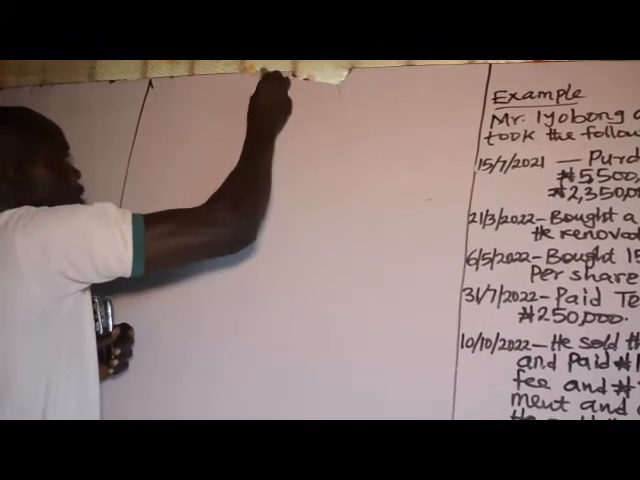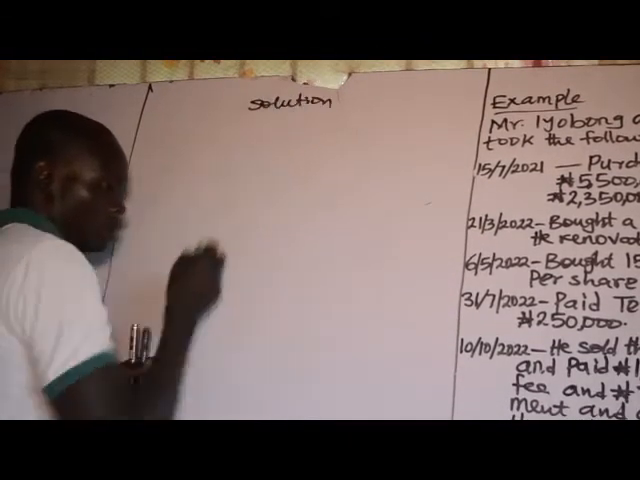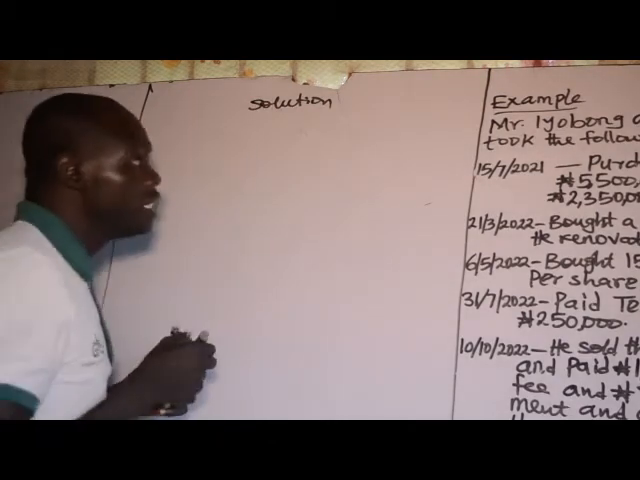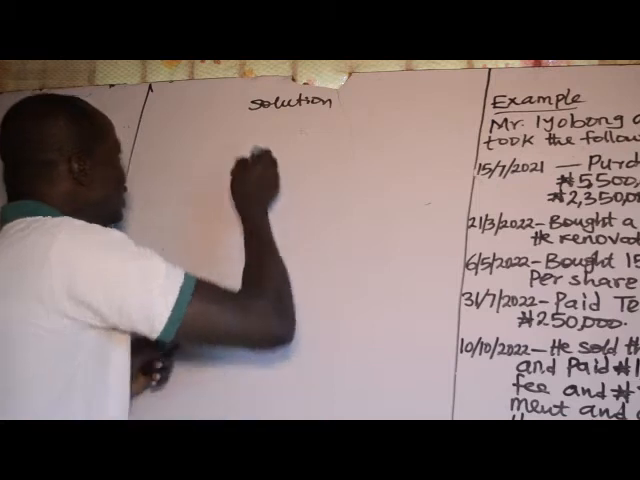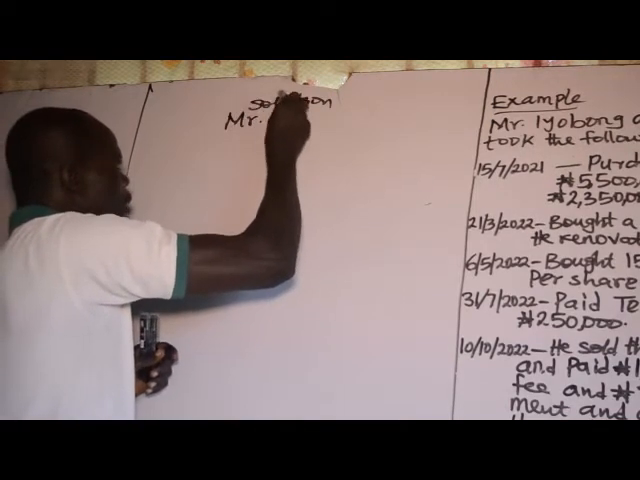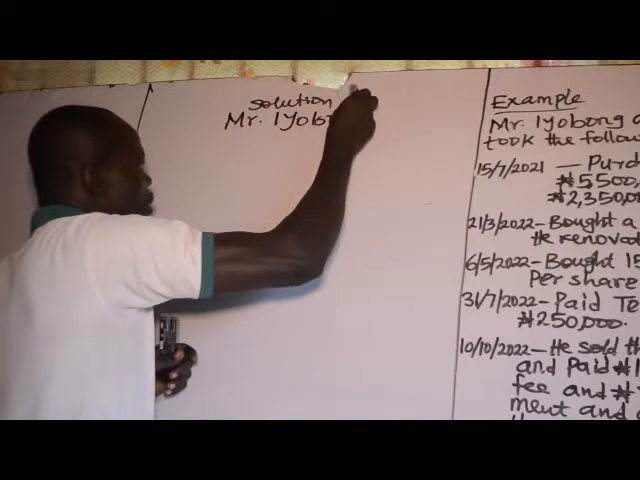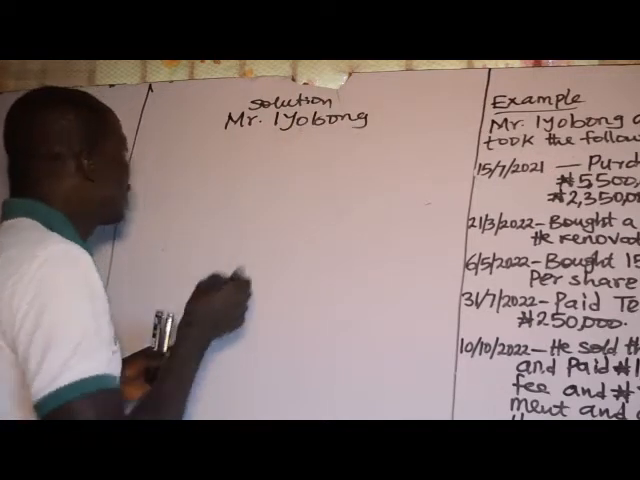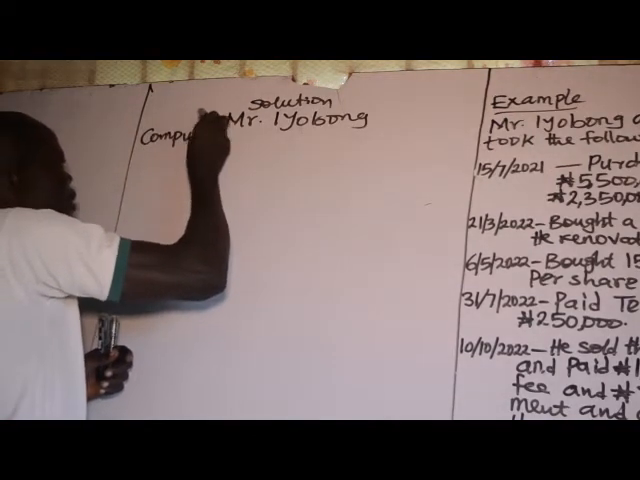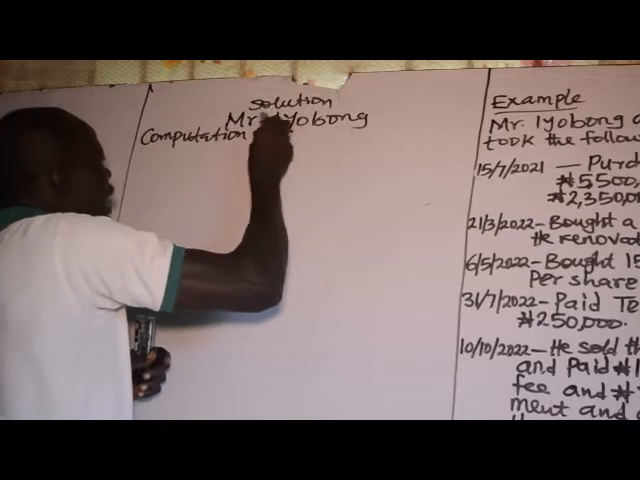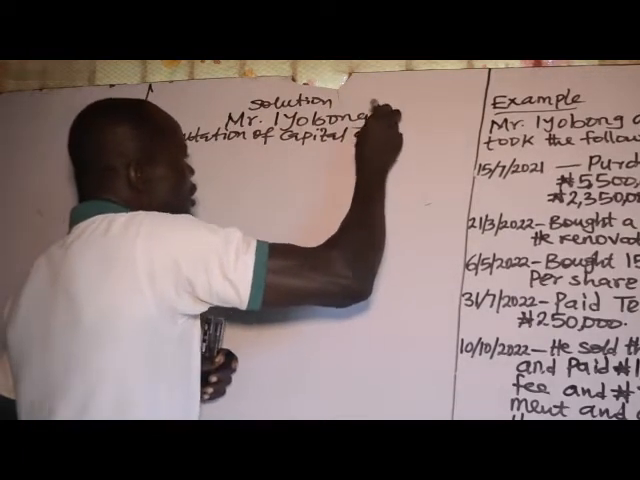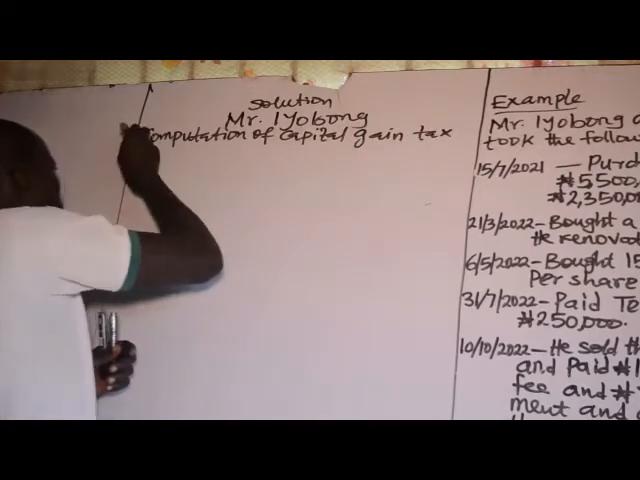Solution. The name of the taxpayer is Mr. Yobong. Then computation of capital gain tax payable.